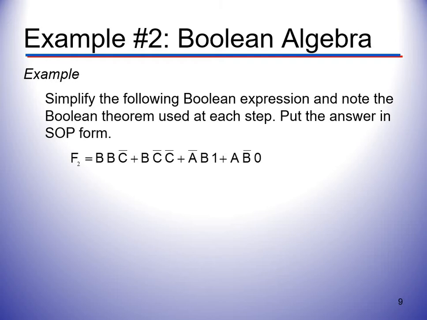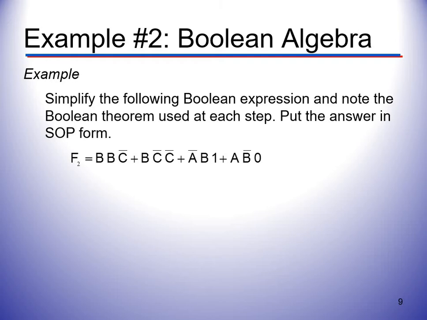Well, B and B becomes just B. So that one simplifies down to B and C bar. Let's look at the next term. We have B, C bar, C bar. What is C bar and C bar? It's just C bar. Anything ANDed with itself is just itself. So that term can become B, C bar.